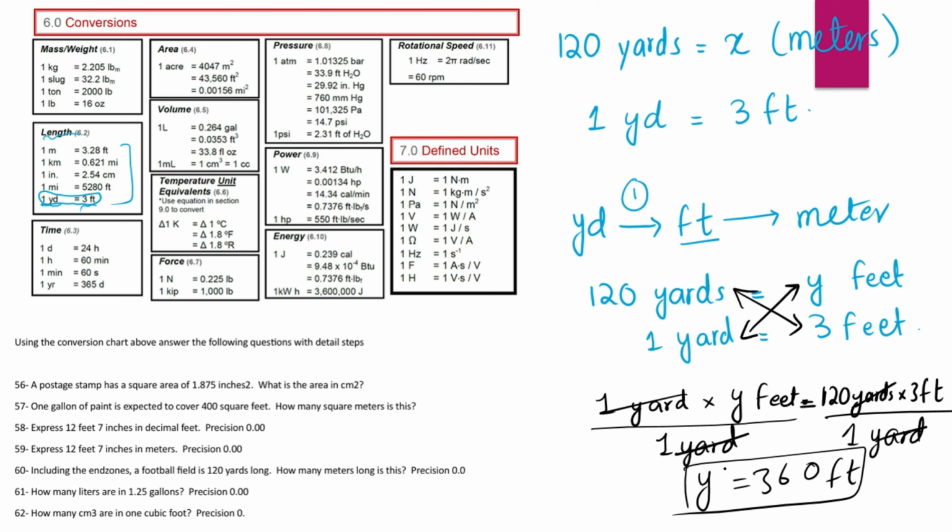So we have found the value. 120 yards is equal to how many feet? 360 feet, right? Let's now convert this feet into meters. That's the final answer, we need to just find the value in meters. So now let's convert 360 feet into meters. Let's do the last step.